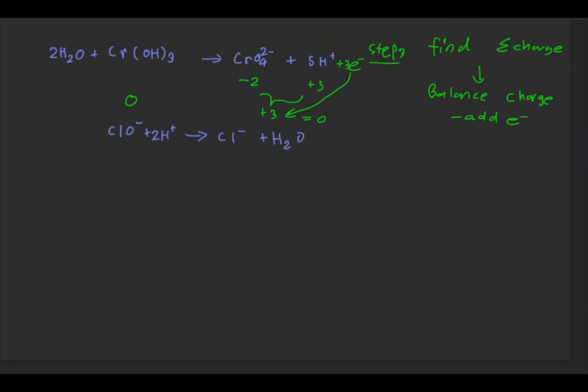Okay, let's move on to the bottom equation. On the left side, the total charge is +1 because we have +2 from the protons and -1 from the hypochlorite, which is equal to +1, right? While the right side is -1. If we add electrons to the right side, the charge will become even more negative. Therefore, we must add 2 electrons to the left side, right? Okay, because we want to change this +1 charge into a -1 charge, correct?